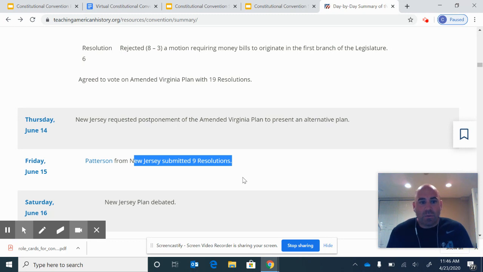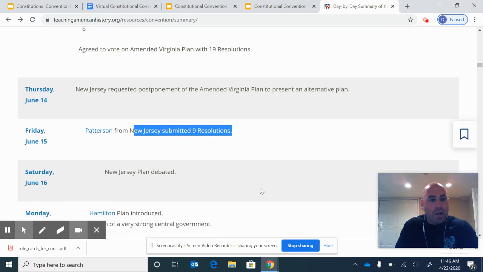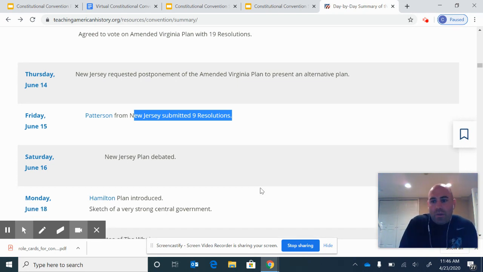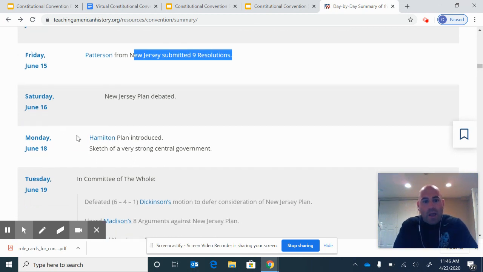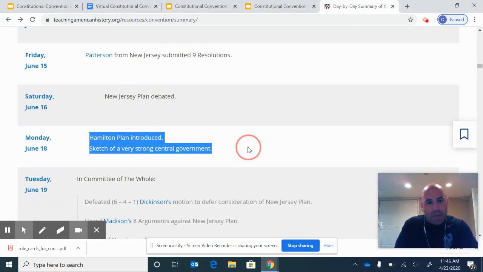And the next day, they stop what they're doing on the Virginia plan and they start looking at the New Jersey plan. And that would be June 15th. You've got to remember, 12 states are there at this point, and Rhode Island's not there. So 12 of the 13 states that are part of the United States are there. Alexander Hamilton also introduces an even different plan, which sketches a very strong central government.